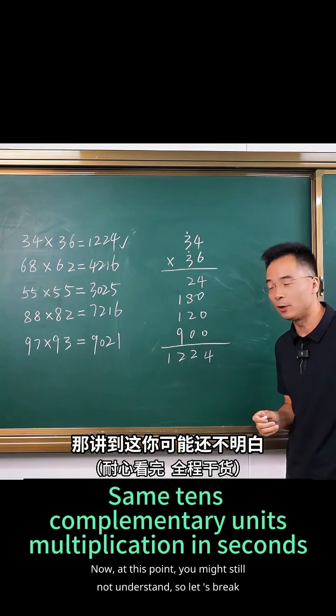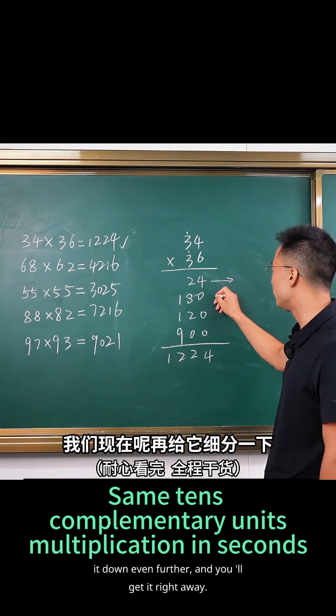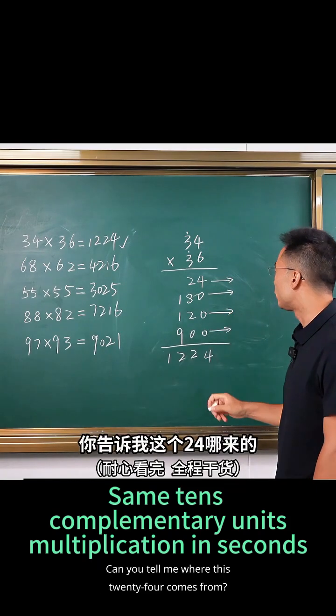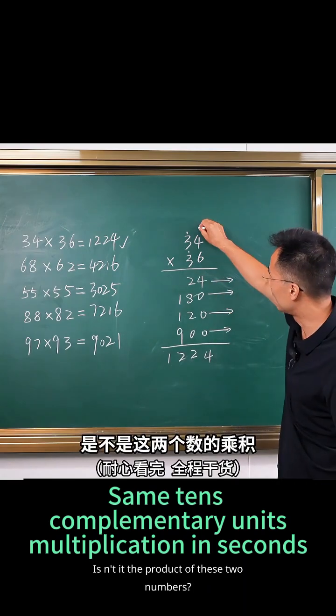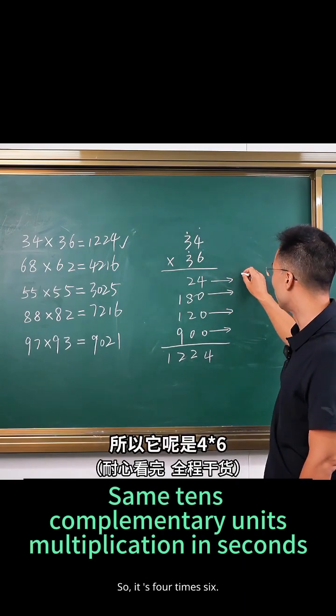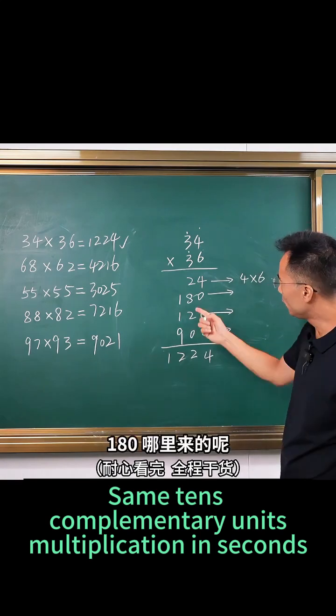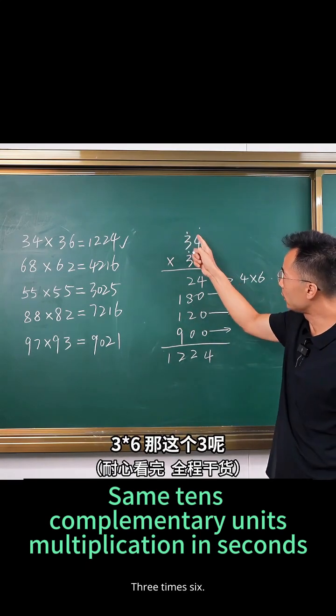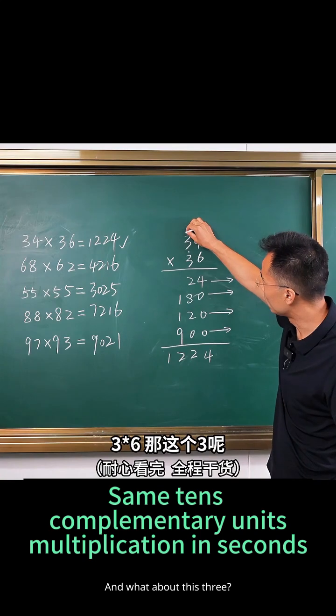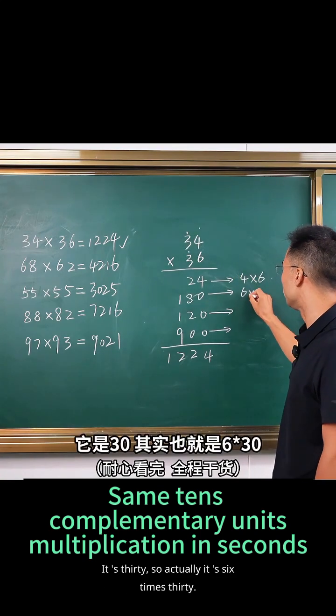Now, at this point, you might still not understand, so let's break it down even further, and you'll get it right away. Can you tell me where this 24 comes from? Isn't it the product of these two numbers? So it's 4 times 6. Where does the 180 come from? 3 times 6. And what about this 3? It's 30, so actually it's 6 times 30.